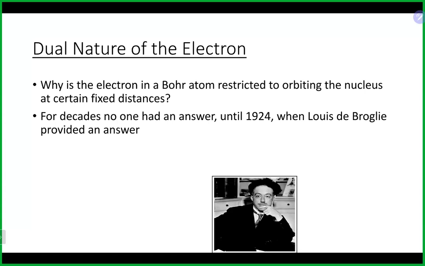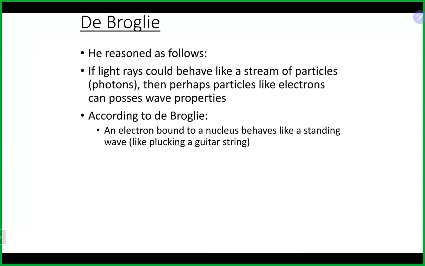And basically, the idea of de Broglie was this. He thought that if light could behave like a stream of particles, why can't particles like electrons also possess wave-like function? And again, it comes back to that dual nature of light, that waves have particle-like function and particles like electrons could have some wave-like functions. So his idea was an electron was bound to the nucleus.